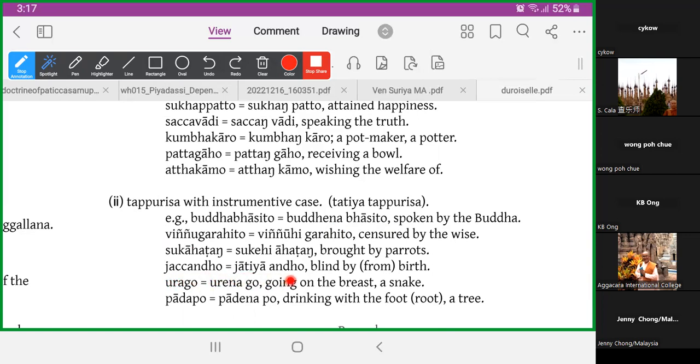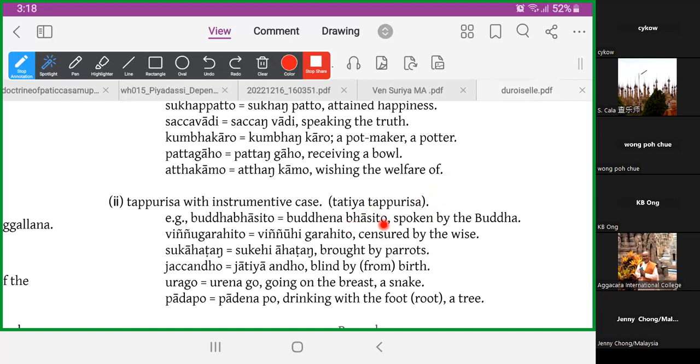Jaccandho, Jatiya Andho, blind from birth. Urena Go, going on the breast, a snake. Padena Pivo, drinking with the root, a tree. Okay, so this is called Tatiya Tappurisa. The earlier one is Dutiya Tappurisa, with accusative case. Now it's instrumental, so it's Tatiya, the third case, the third Tappurisa. So this is not difficult for you to understand.